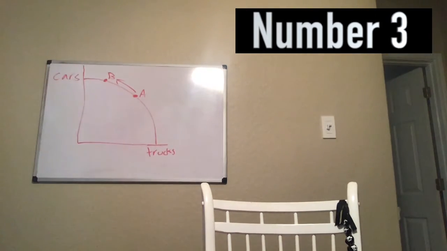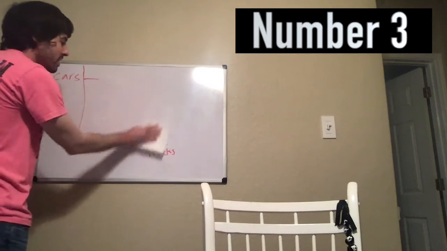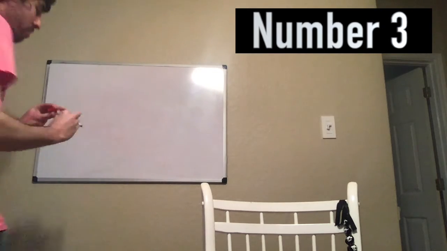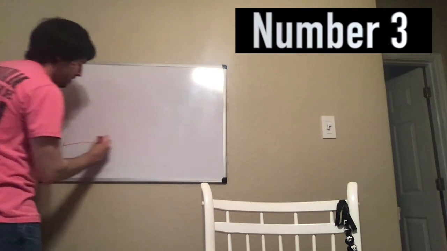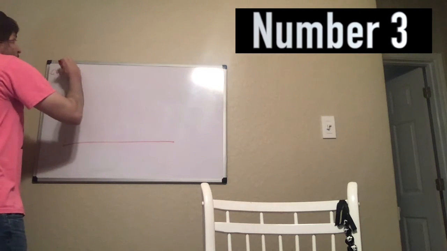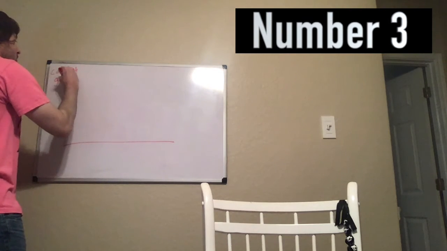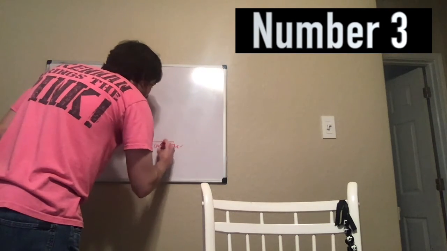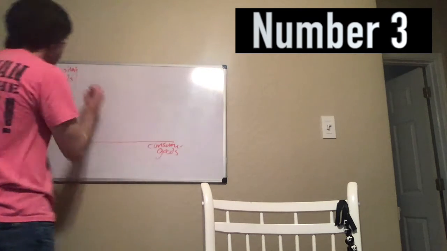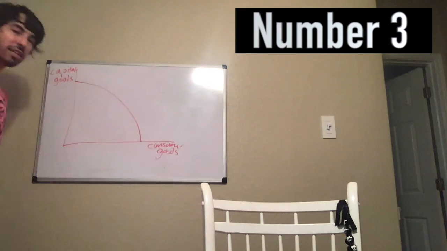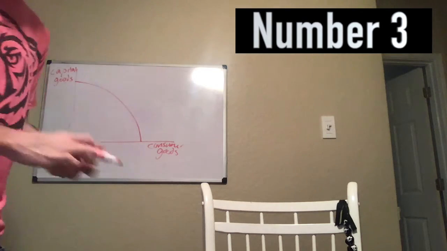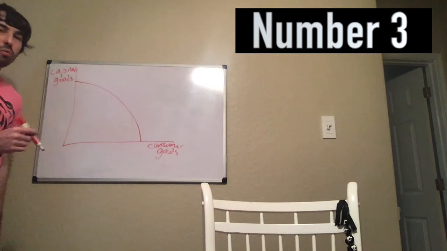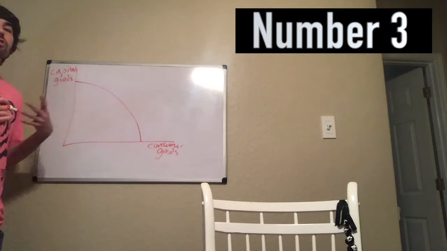Number 3 is asking for you to show the effect of an increase in worker productivity. So first, we got to redraw our graph. And we got capital and consumer goods. And then we're talking about worker productivity. Productivity means how productive we are, how good or efficient at our jobs we are. So if we increase worker productivity, then what we're looking at is each individual worker becoming more productive, aka getting better at doing their job.